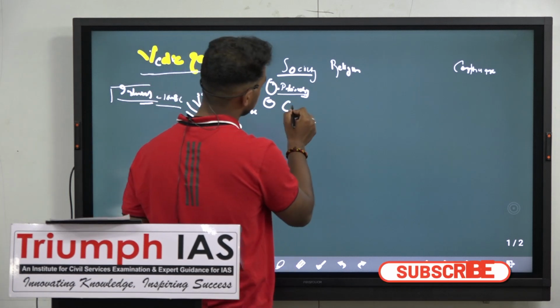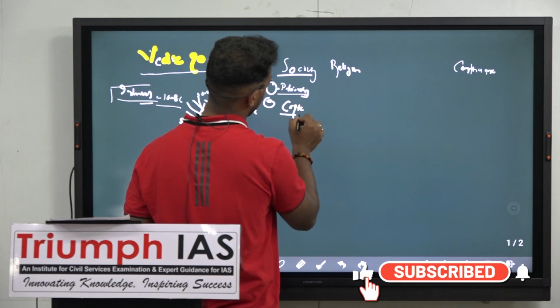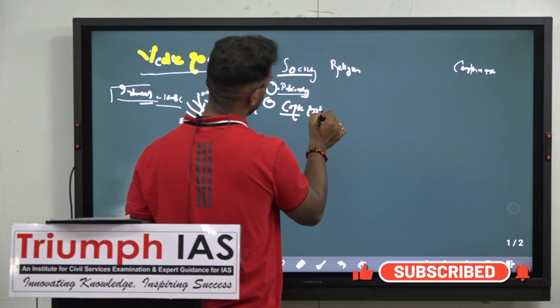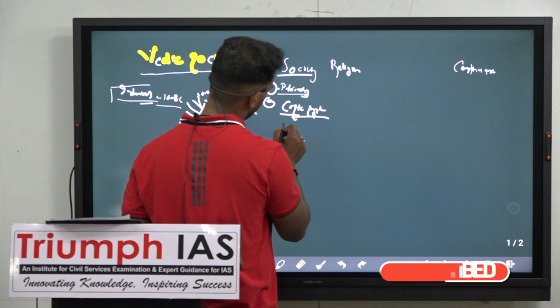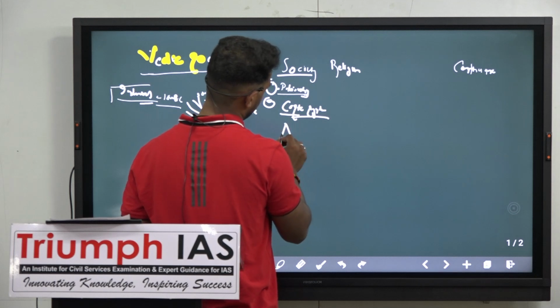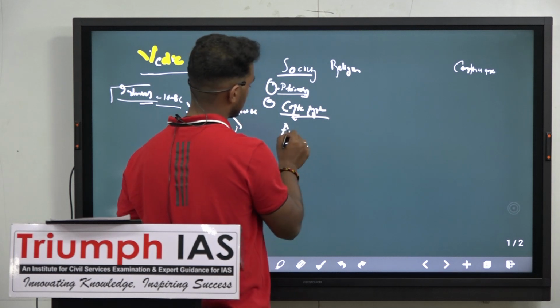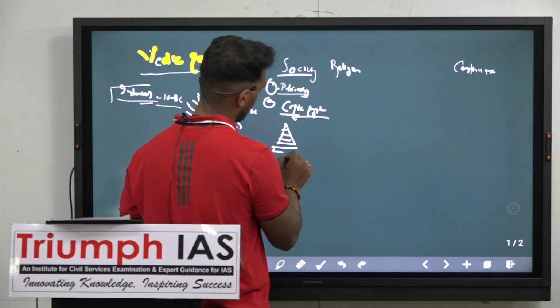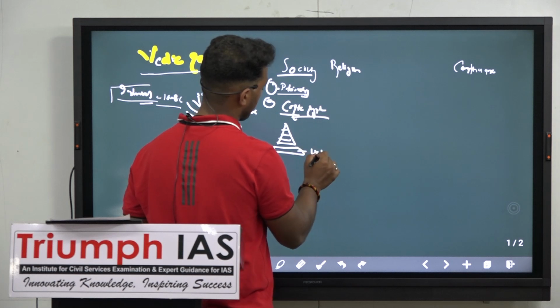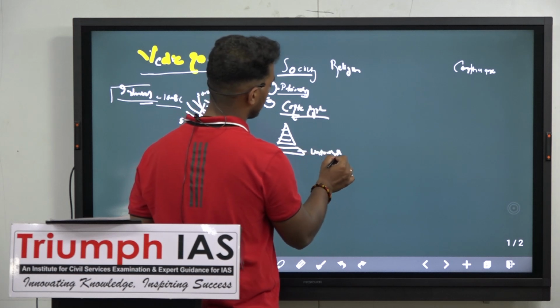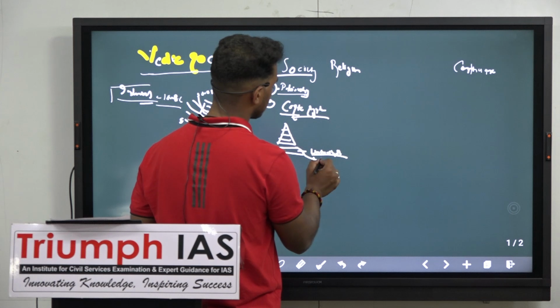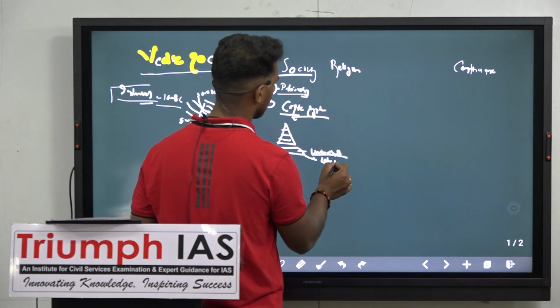Second, the caste system was followed. Again, we can say that there were four castes: Brahmin, Kshatriya, Vaishya, Shudra, and below all there were the untouchables, which according to many theories is a result of later Vedic society.